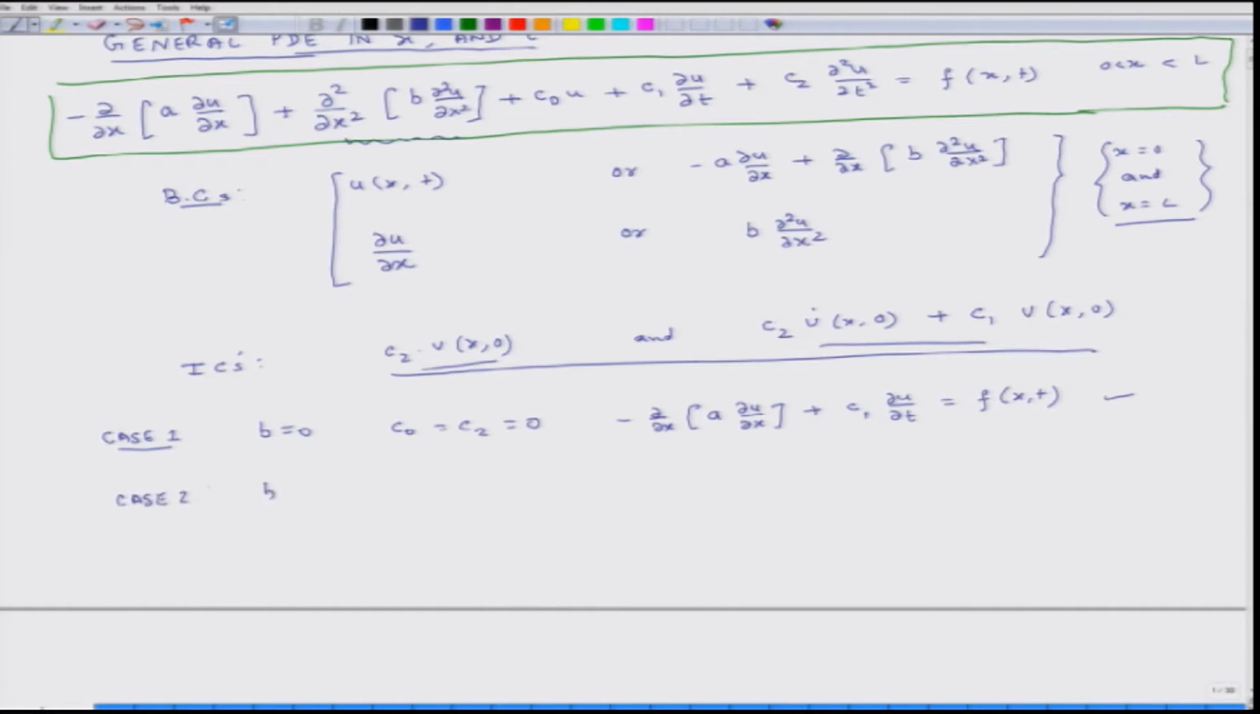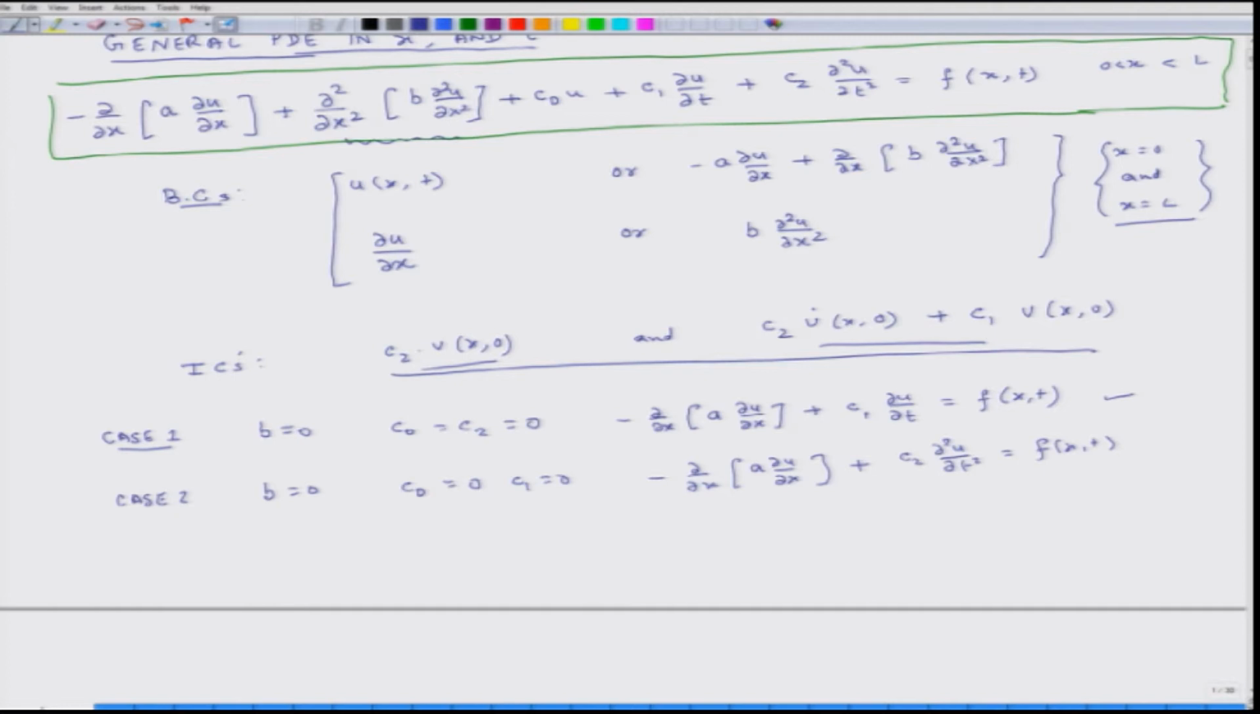Another case, case 2, b equals 0, C0 equals 0, C1 equals 0. In that case, my partial differential equation becomes, plus C2 second derivative of u with respect to time is equal to f of x and t. Now, this second equation can represent several physical systems.